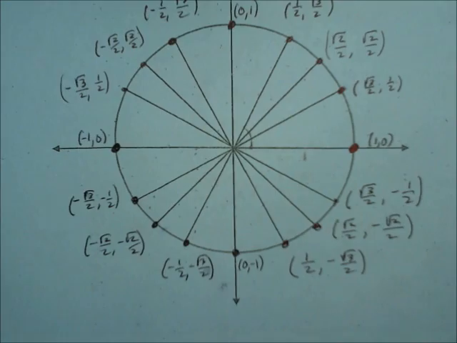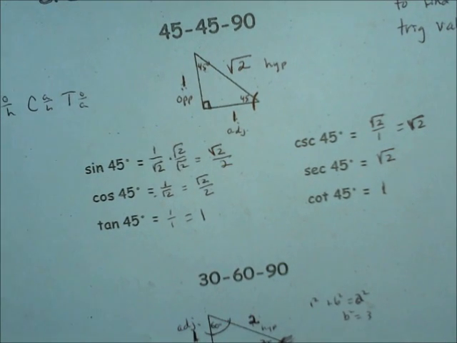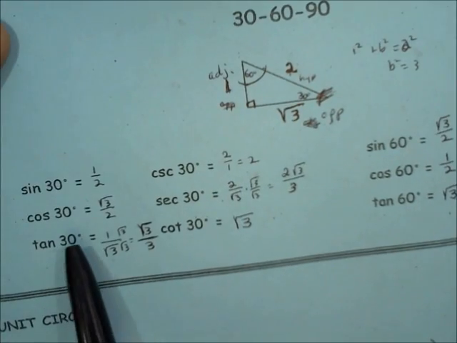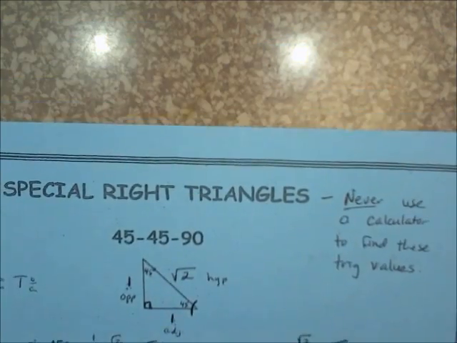But if I ever mention the blue sheet, remember that the blue sheet means what are the values of sine, cosine, and tangent of 45 degrees or 30 degrees or 60 degrees. And that's it for today.